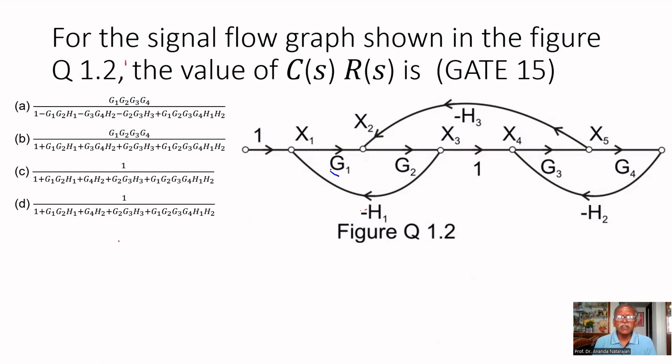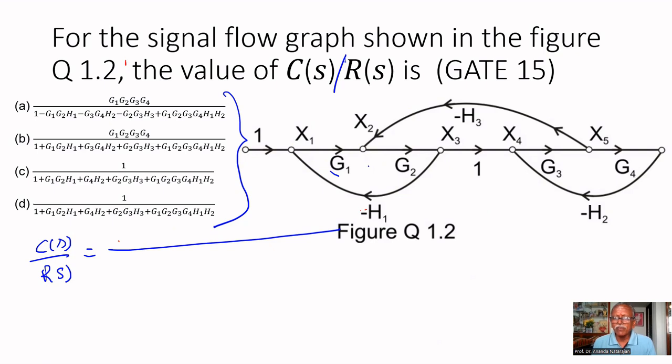For the signal flow graph shown in figure 1.2, the value of C(s)/R(s) is... 4 answers are given. We have to find one of them. Let us use Mason's gain formula for C(s)/R(s).